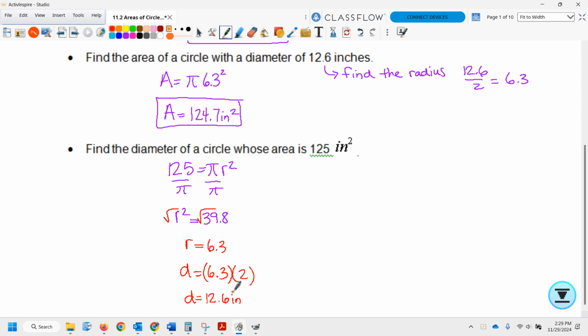It's funny because we had a diameter of 12.6 inches up on the problem before it, but the area was 125. So perhaps they just rounded up. But you see how that was pretty interesting. That's how you do it. You just work it backwards. Plug it into the formula. Area, pi r squared. If you need the diameter, find r, and then multiply times 2.